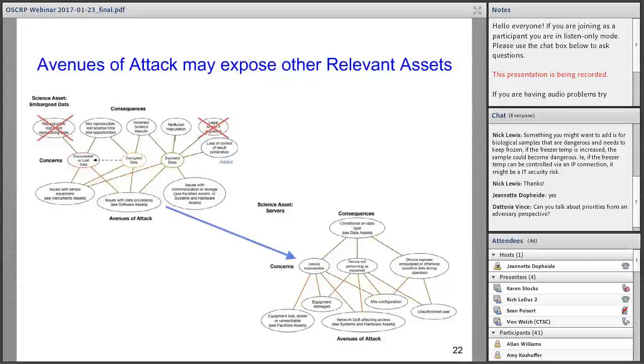One comment to add here is that as you look at the avenues of attack, some of them may suggest new assets that you want to look at. From the scientist's perspective, they may not see the importance of a server, for example, but as you see how the consequences flow down through a concern, you can see how the server fits in with the scientific asset. It's not a scientific asset per se from the scientist's perspective, but now you see that. So you may add assets as you go through this process and hence bring in other parts of the risk profile into the equation. This is just drilling down on one of the assets, and it may add additional assets to the list.